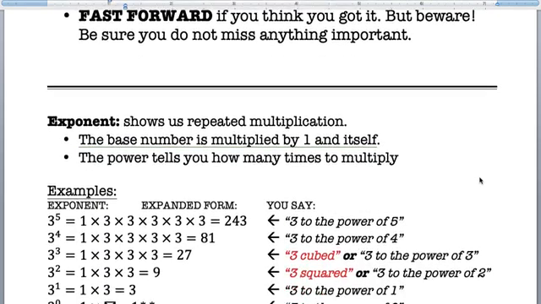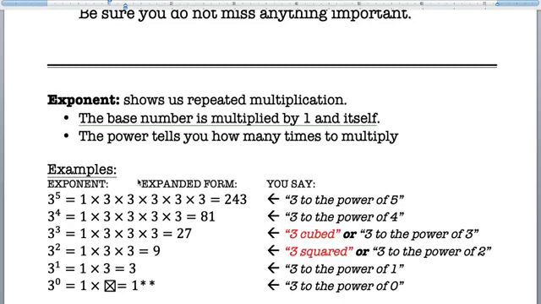Here are some examples. So I've listed out the exponent first, equal to the expanded form, so what it looks like when you expand it all out with the final answer. And on the right-hand side, what you would actually say when you encounter that exponent. So it's going to go in order. 3 to the 5th power, or to the power of 5, is the base number of 3 and the little power above it, 5. What that looks like expanded is 1 times 3 5 times. So 1 times 3 times 3 times 3 times 3 times 3.